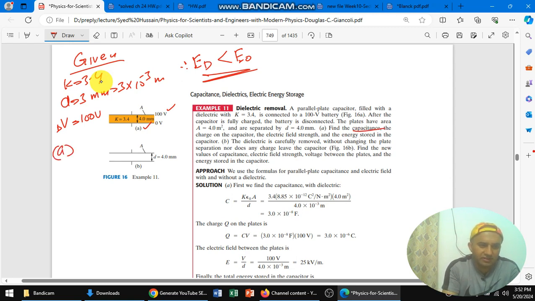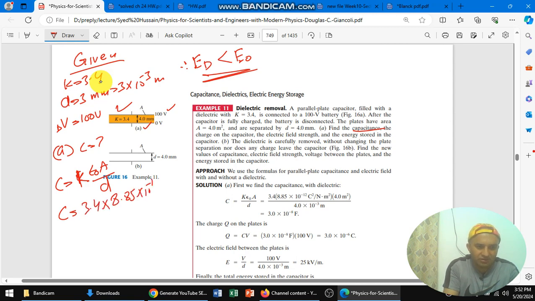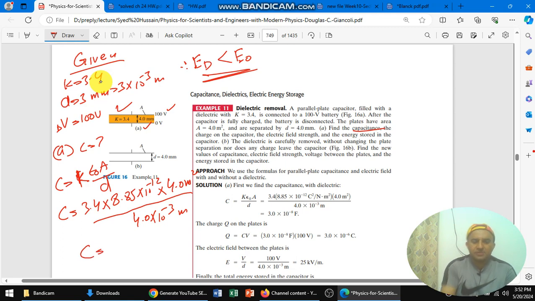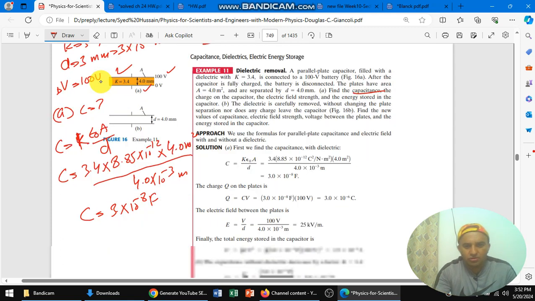Simple, for part A, C is equal to K epsilon naught A over D. Why do we introduce K? Because there is a dielectric medium between the plates. So C is equal to K is 3.4, epsilon naught is 8.85 into 10 to the power minus 12, and the area of the plate is 4.0 meter square, divided by D. The separation between the plates is 4.0 into 10 to the power minus 3 meter. So the capacitance C is equal to 3 into 10 to the power minus 8 farad. So this is part A.